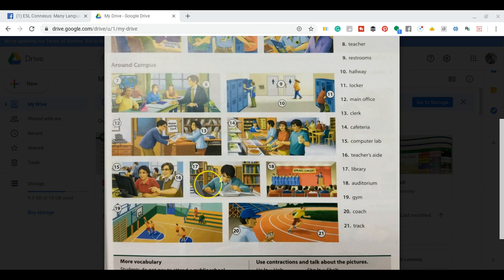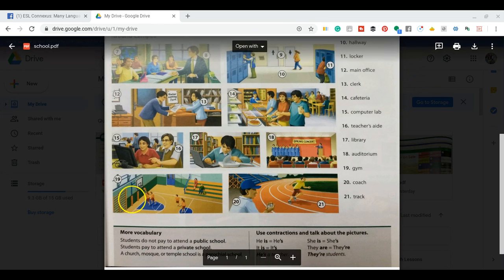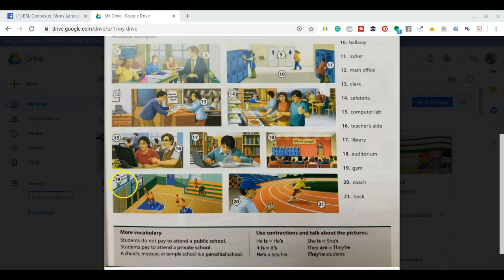17, library, library. 18, auditorium, auditorium. 19, gym, gym. 20, coach, coach. 21, track, track.